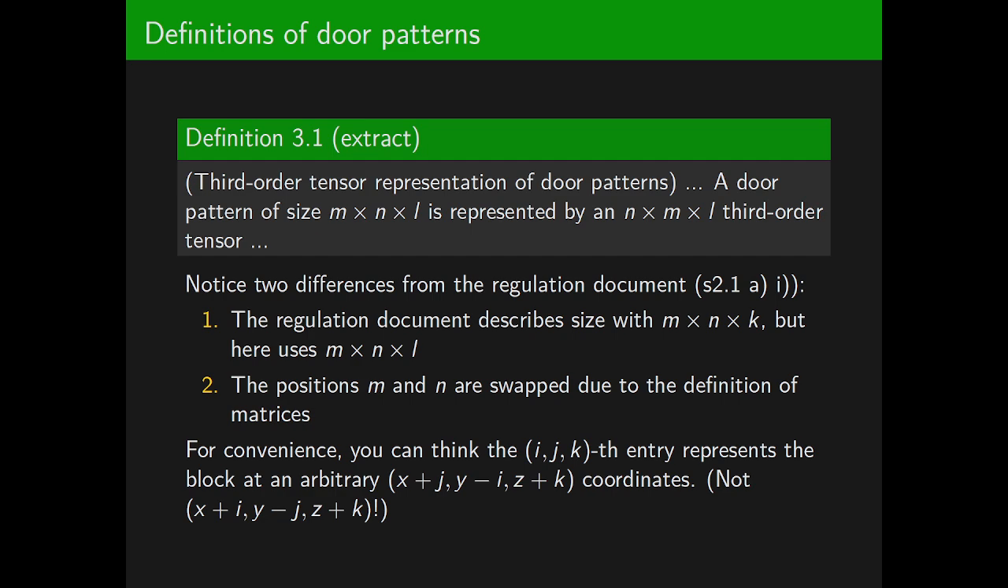Also, for the third order tensors, they have entries like I previously said, 111, n1, n2, n3. But then, what do those actually mean in the Minecraft world? I don't really say much of it in definition 3.1. In fact, I said I'm going to omit it. Now, if you really want a visualization of it, you can think of the ijk entry representing an arbitrary Minecraft coordinate, which is, for example, x plus j, y minus i, z plus k.